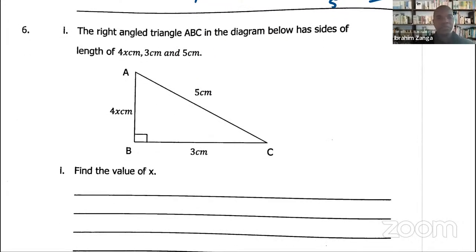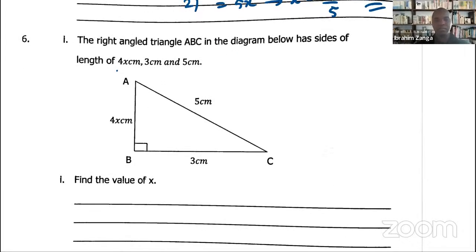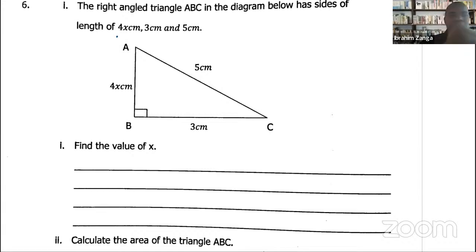The next one: the right-angled triangle ABC in the diagram below has sides of length 4x, 3, and 5. As we have seen, we have 4x, 3, and 5. Find the value of x. So how do we find the value of x, dear students?